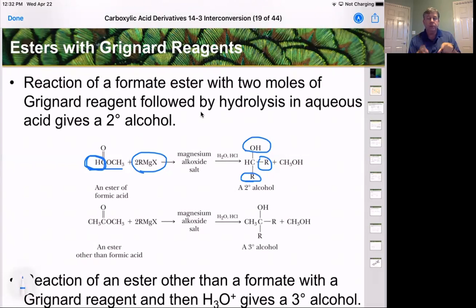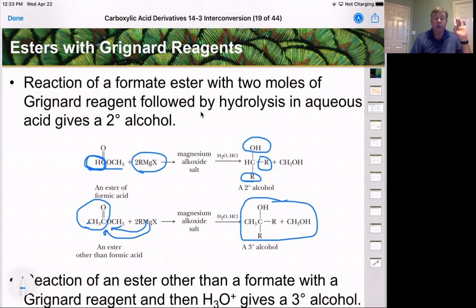And I'll go through the mechanism in just a minute, but hold on. Okay, so if we have a regular carboxylic acid ester that has an R group on here, you do the same thing: one substitution with one Grignard reagent, another addition with another Grignard reagent, generating a tertiary alcohol here. Now notice that these have to be esters. If we had a carboxylic acid, that acid would destroy our Grignard reagent here. It would just deprotonate it and it wouldn't react at all. So we have to use it on esters.